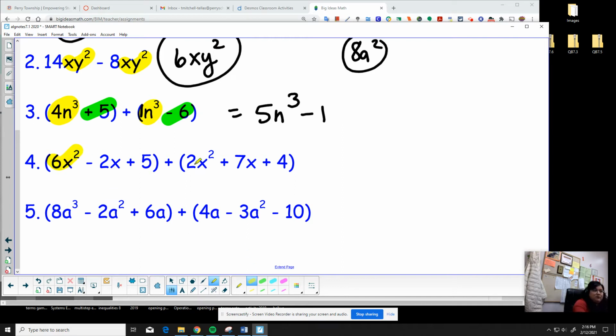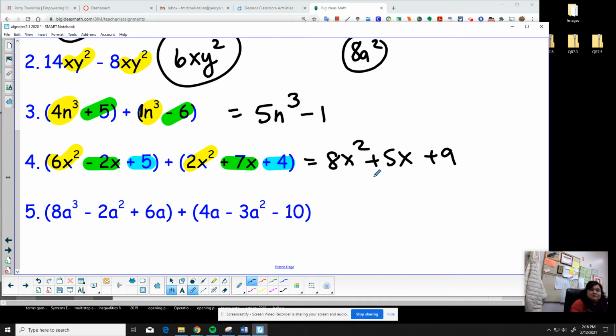All right, so hopefully you pressed pause and gave these a try. Notice you've got x squareds, you've got x's, and then you've got constants that we're going to be adding or subtracting together depending on their signs. So 6 and 2 is 8x to the second. Negative 2x and positive 7x is positive 5x. And positive 5 and positive 4 is positive 9. So this is my answer. And it's in standard form again because my highest exponent is first, my second highest, and then no exponent on the x is last.